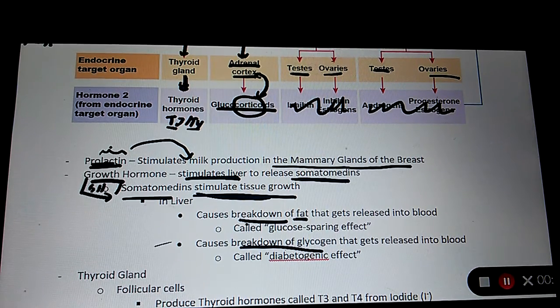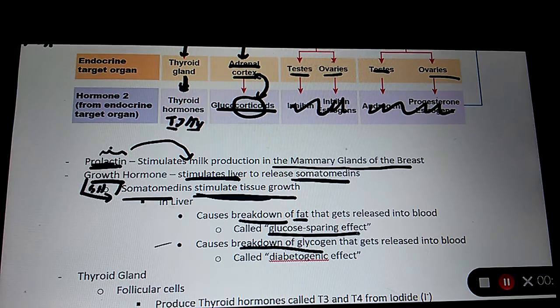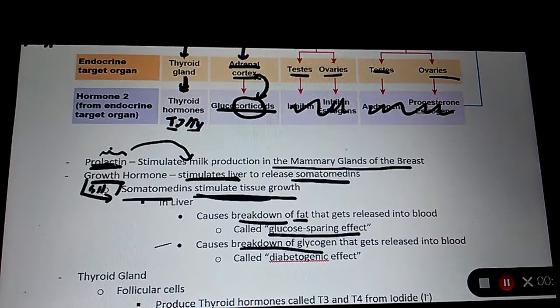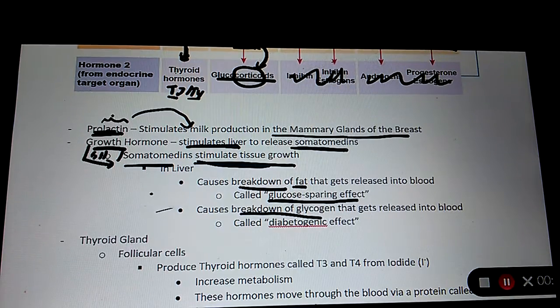Okay? If you break down fat, it gets released into the blood. It's called what? Glucose sparing effect. If you break down glycogen, it's called the what? Diabetigenic effect.